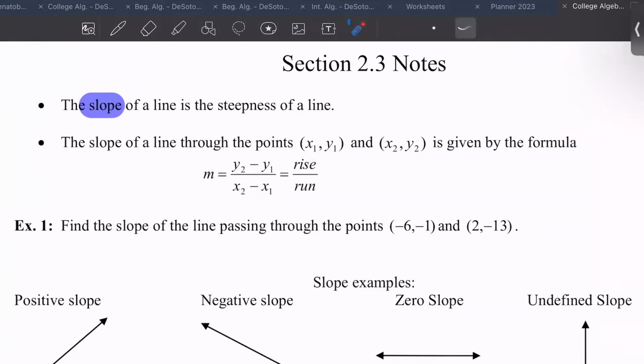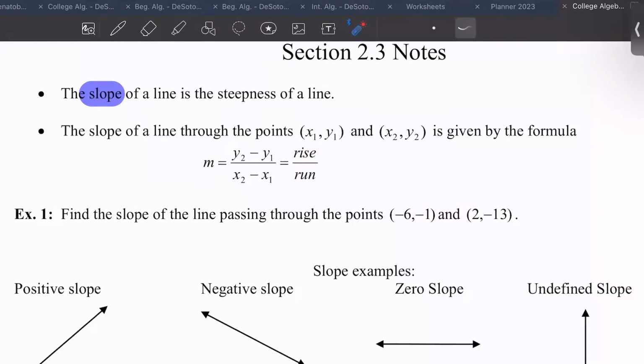So the slope of a line through the points (x1, y1) and (x2, y2) is given by this formula: m equals (y2 minus y1) over (x2 minus x1). We like to say rise over run. Rise helps you remember that these will be your y values, and run, left to right, is your x values. And you do the second one minus the first one.